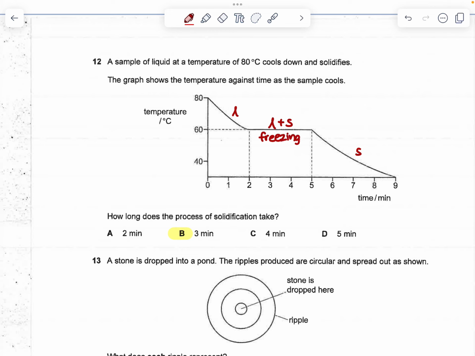And how long does the process of solidification, which is freezing, take? It's actually the region where the temperature is constant. There is no change in temperature when there's a change in state. And that is 3 minutes.